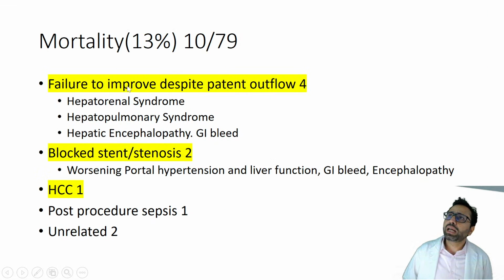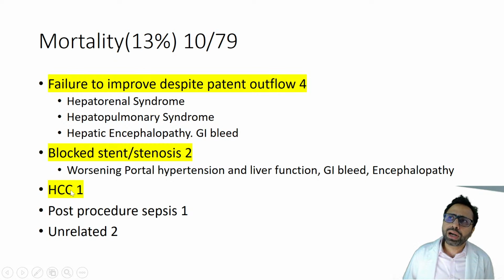The reason for death was progressive liver disease. That is, despite putting a stent, the liver disease was severe enough that it did not reverse and they had complications of cirrhosis. 2 of them had a blocked stent, GI bleed, worsening liver disease. Interestingly, one child developed hepatocellular carcinoma.